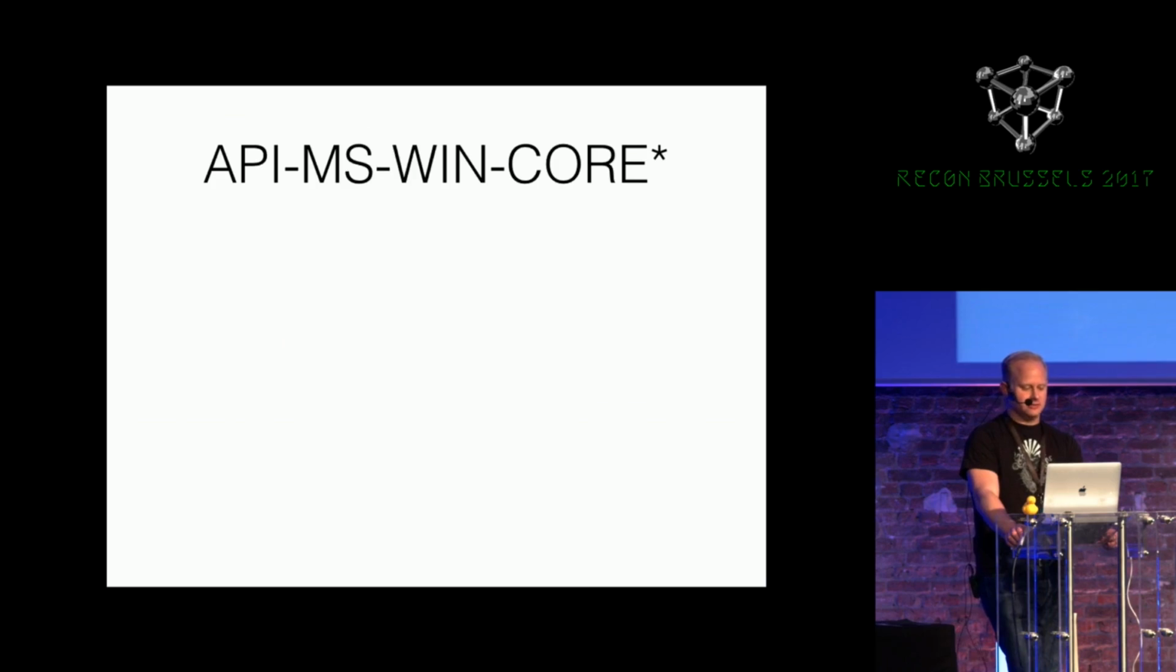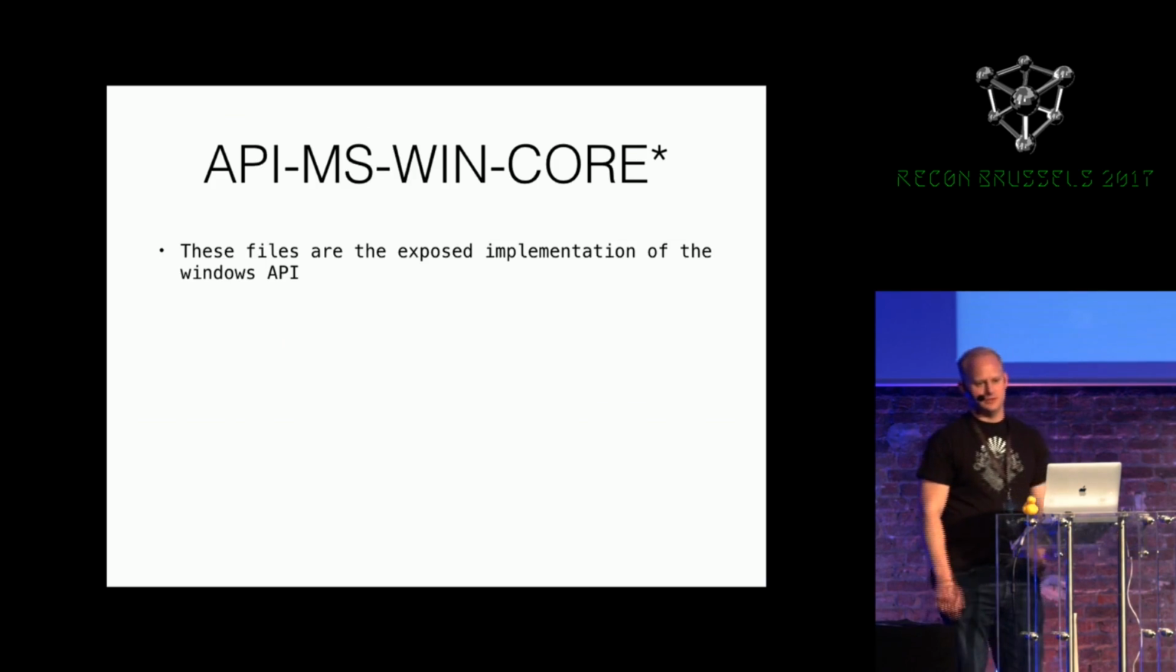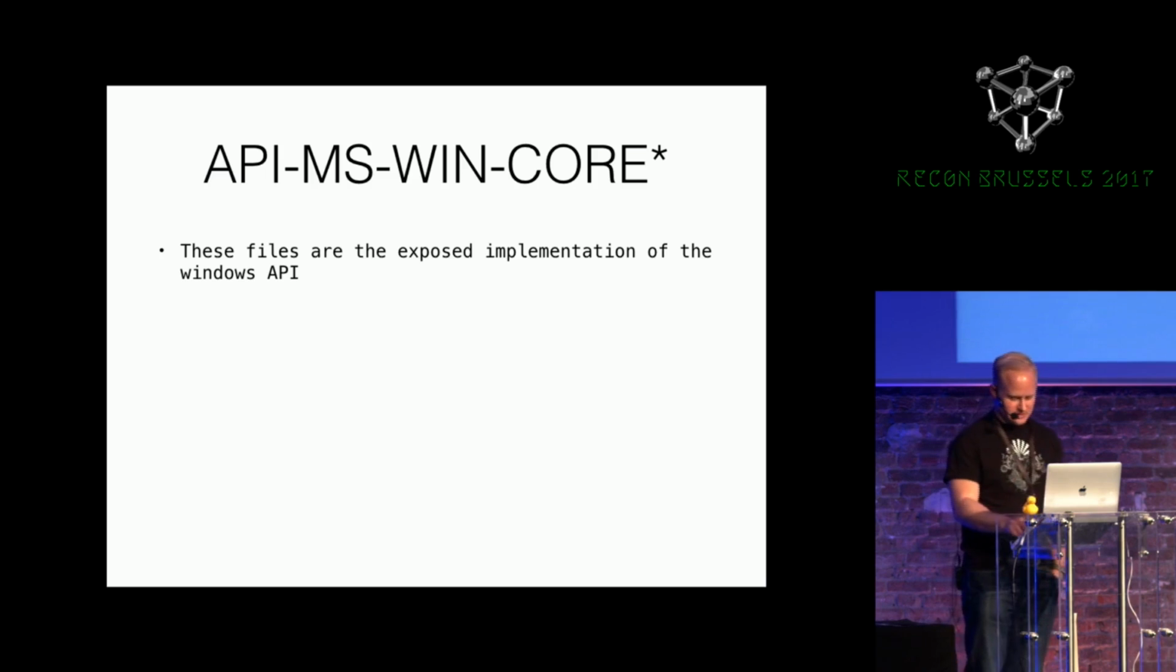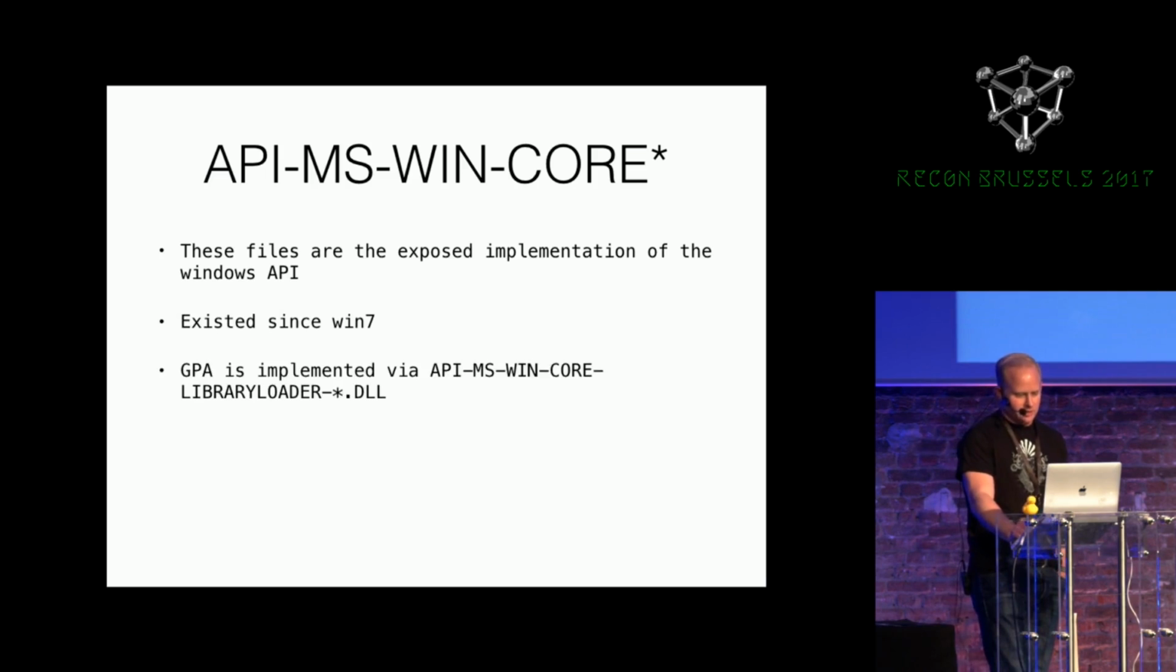Come to find out, it was the API MS WinCore DLLs. And these are the exposed implementation of the Windows API. And they've existed since Windows 7. And get process address is implemented as well as load library, and I'll go into that in a second.